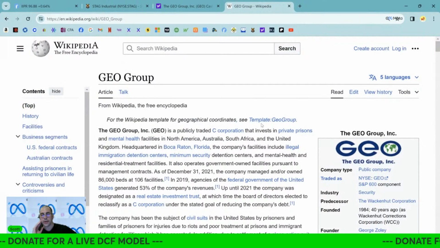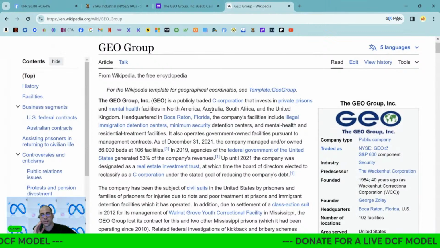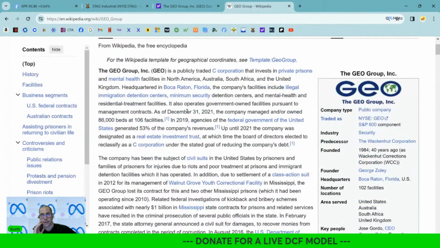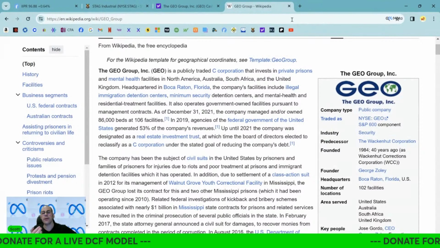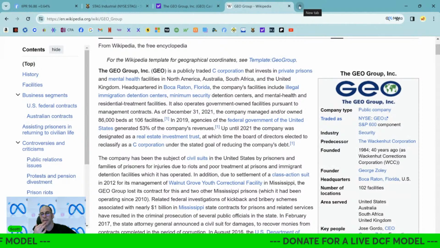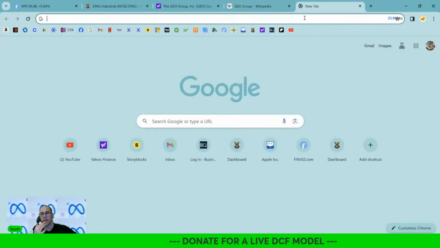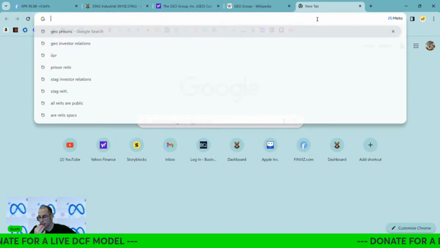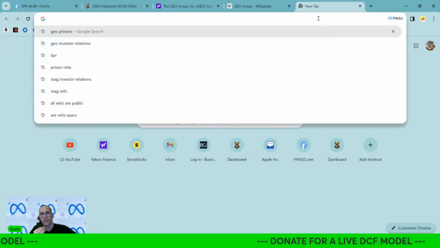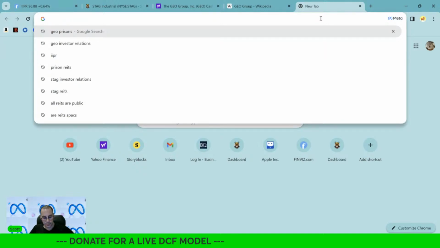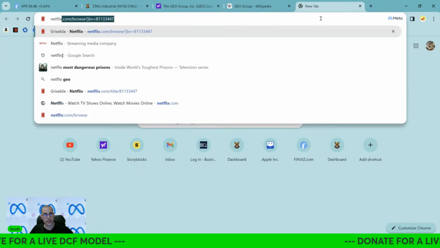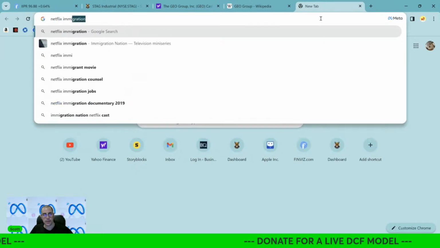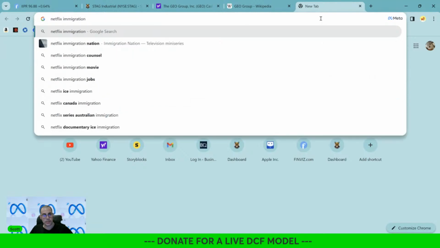As a publicly traded C corporation, divest in private prisons and mental health facilities, illegal immigration centers. Did anybody see that movie on Netflix about that guy who was housed in the illegal, not in the immigration center? I can't remember the name of that. It was the name of his Netflix immigration movie.